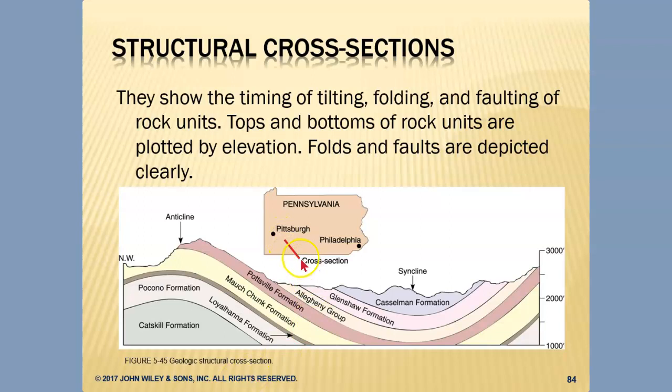So this red line right here represents where the cross section was taken. And here's the cross section itself. It shows the lateral continuity of these formations. The tops and bottoms of the rock units are plotted by elevation. You can see elevation on the y-axis over here, and the folds and the faults are depicted clearly. It takes a lot of practice to get these right.